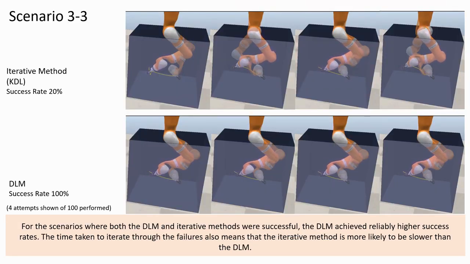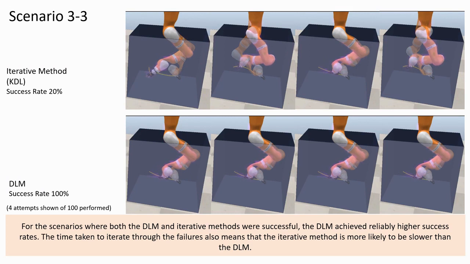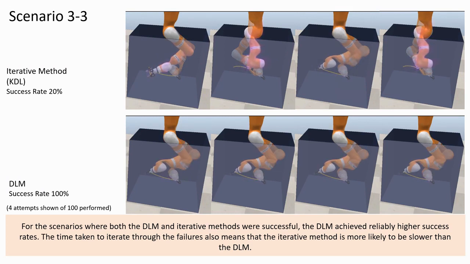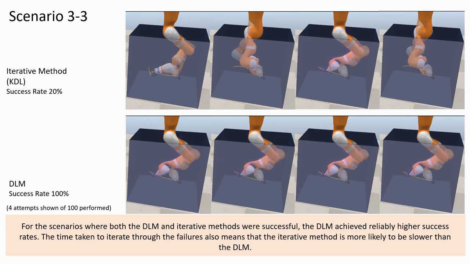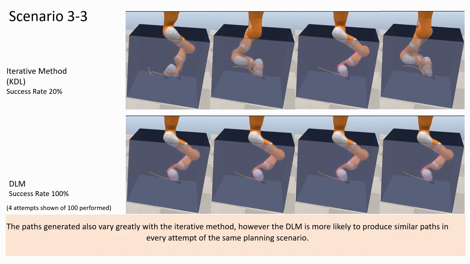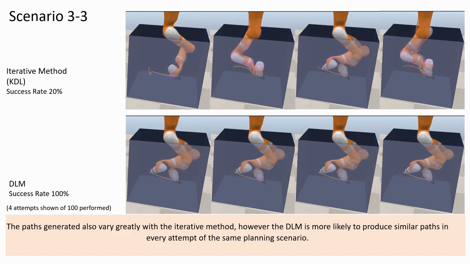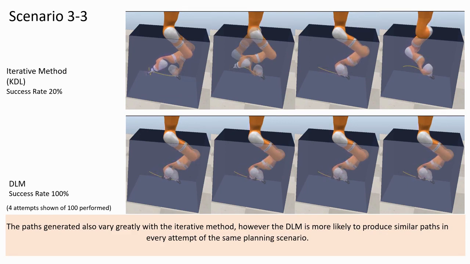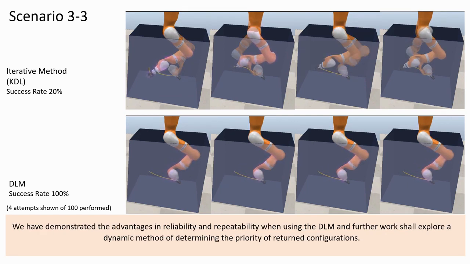For the scenarios where both the DLM and iterative methods were successful, the DLM achieved reliably higher success rates. The time taken to iterate through the failures also means that the iterative method is more likely to be slower than the DLM. The paths generated also vary greatly with the iterative method. However, the DLM is more likely to produce similar paths in every attempt of the same planning scenario.